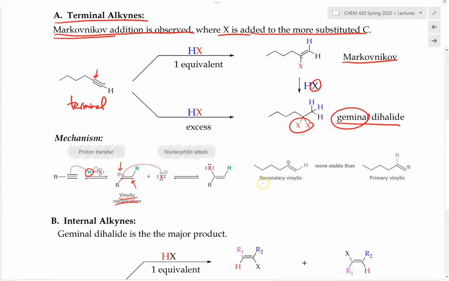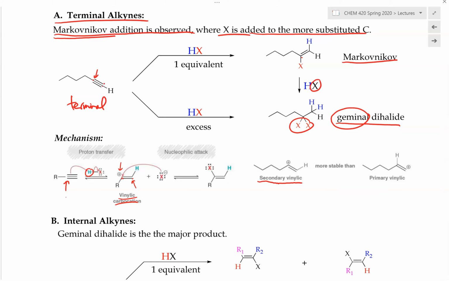So in this case right here, if the positive charge were to locate on the most substituted carbon, this is now called a secondary vinylic carbocation, which is more stable than the primary vinylic carbocation. Therefore, the major product is the one where the positive charge locates on the most substituted carbon, this carbon in here.